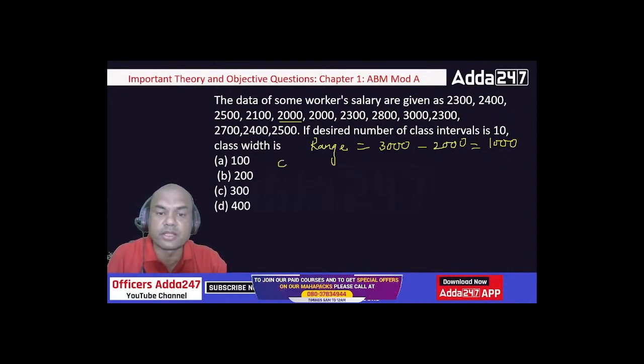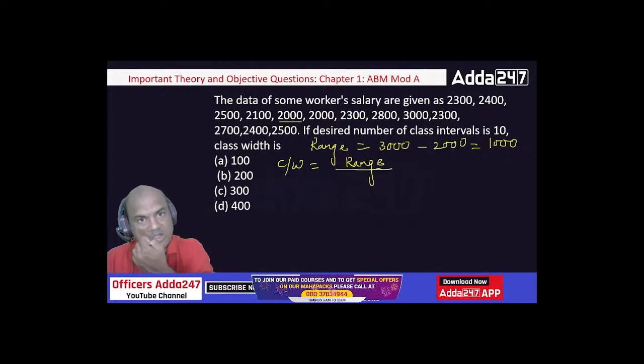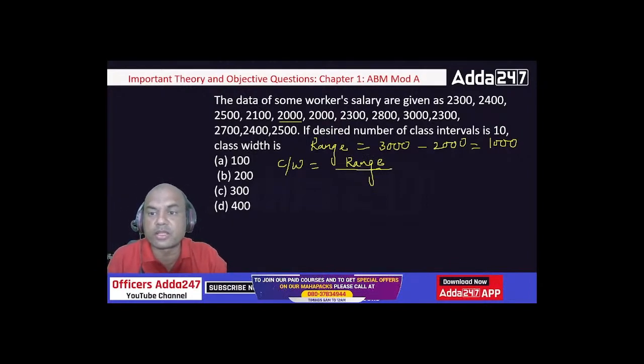So now if this is 1000, then what is the class width? So class width equals range divided by number of intervals. Number of intervals means what are the number of intervals required? 10. Right? So range upon 10. So it is what? 1000 upon 10. So it becomes 100.